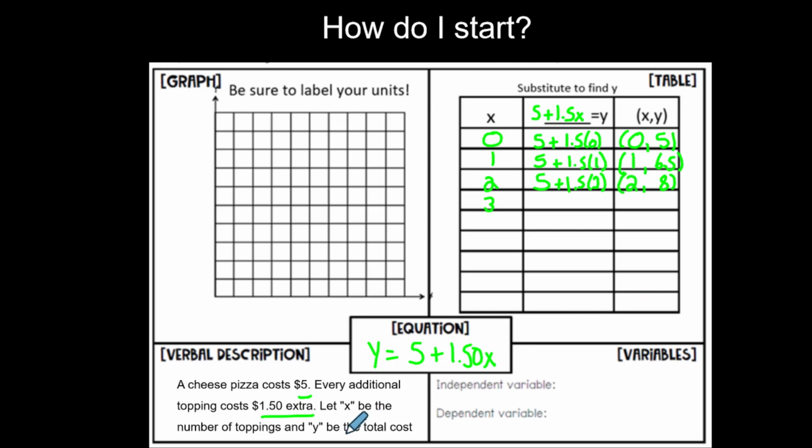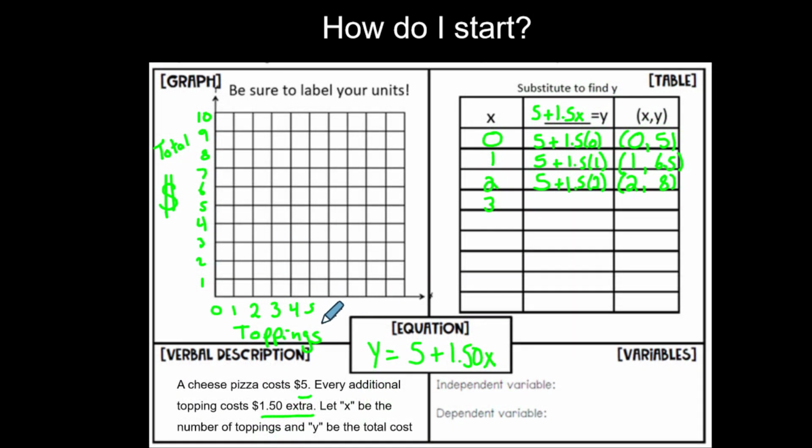So what have we done so far? We took our situation and wrote an equation. We picked values for our x because they were not given to us, so we were able to pick them. We substituted them into our equation to create ordered pairs. Now what can you do with ordered pairs? You can graph them. In order to do that, you're going to need to label your x and y axis. So I'm going to take a second right now and do that.